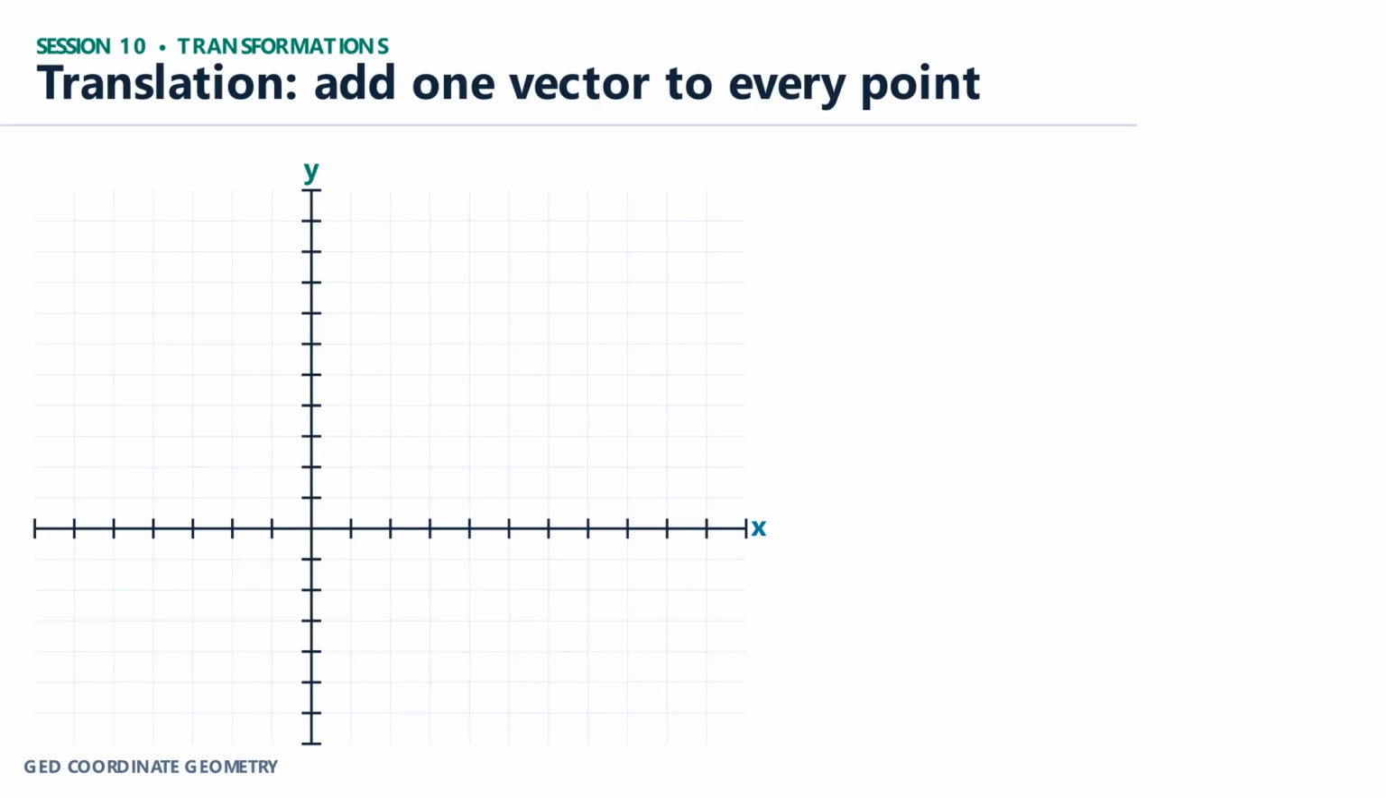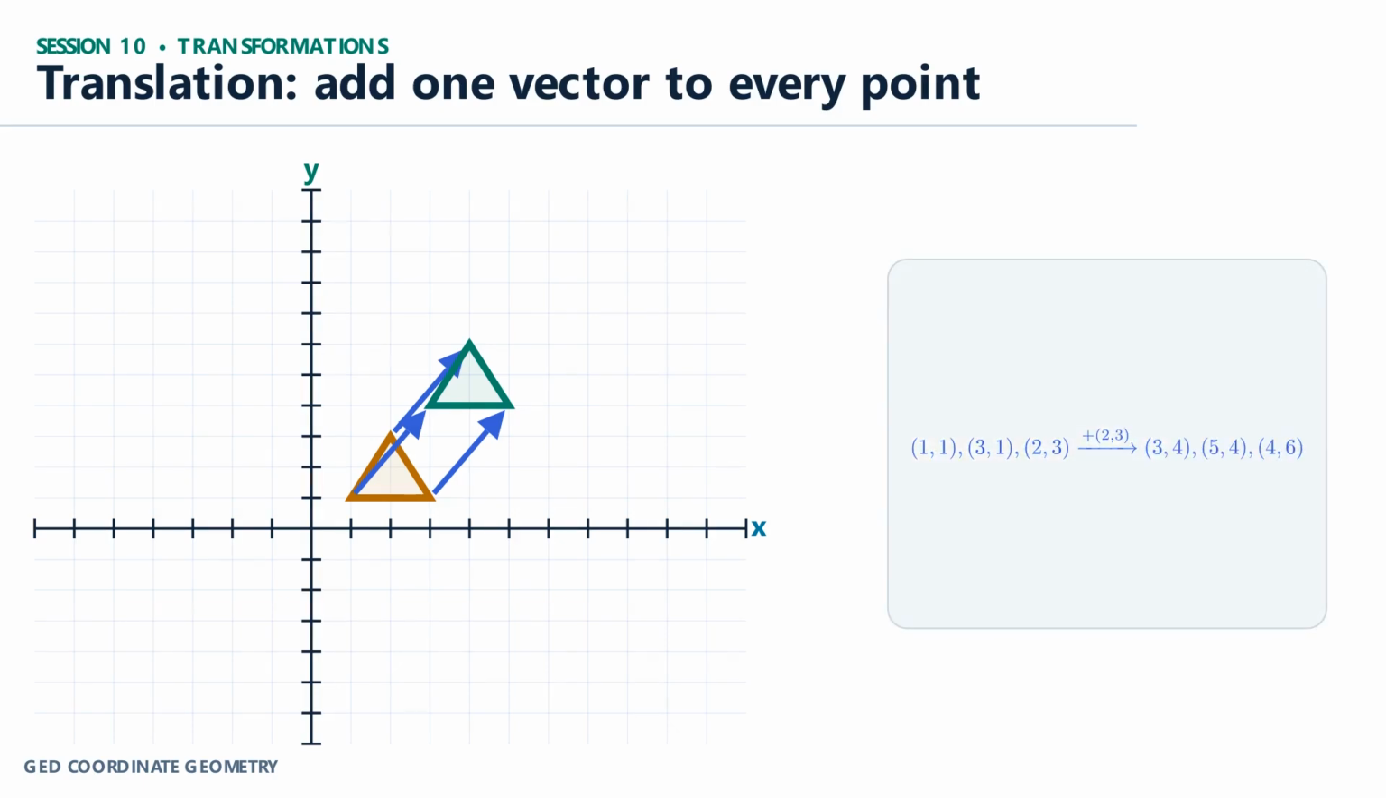Add A to each x-coordinate and B to each y-coordinate. Translating the triangle (1, 1), (3, 1), (2, 3) by vector (2, 3) produces (3, 4), (5, 4), (4, 6). Every point moves right 2 and up 3, so the image remains congruent to the original.